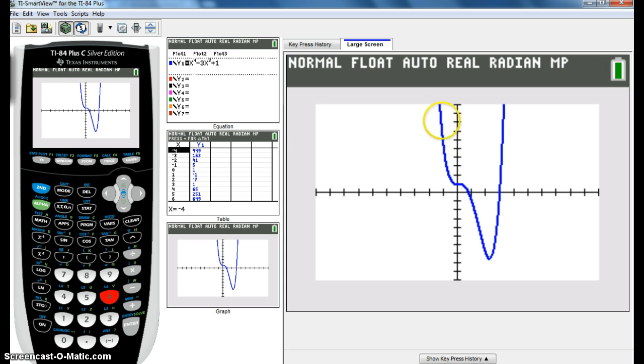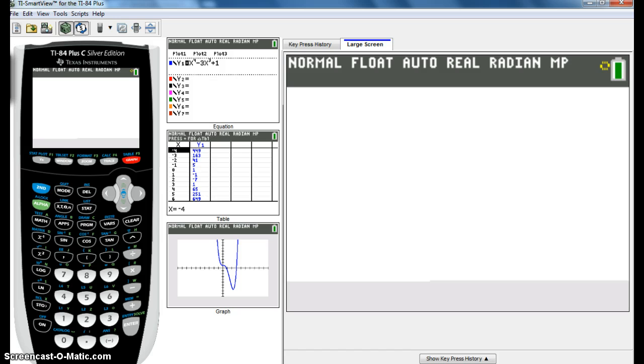The end behavior is hopefully expected again. In other words, as we go to the left on the x-axis, the y values go up to positive infinity. As we go to the right on the x-axis, the y values go up to positive infinity. Okay, so I'm going to hit second graph to go to my table again.